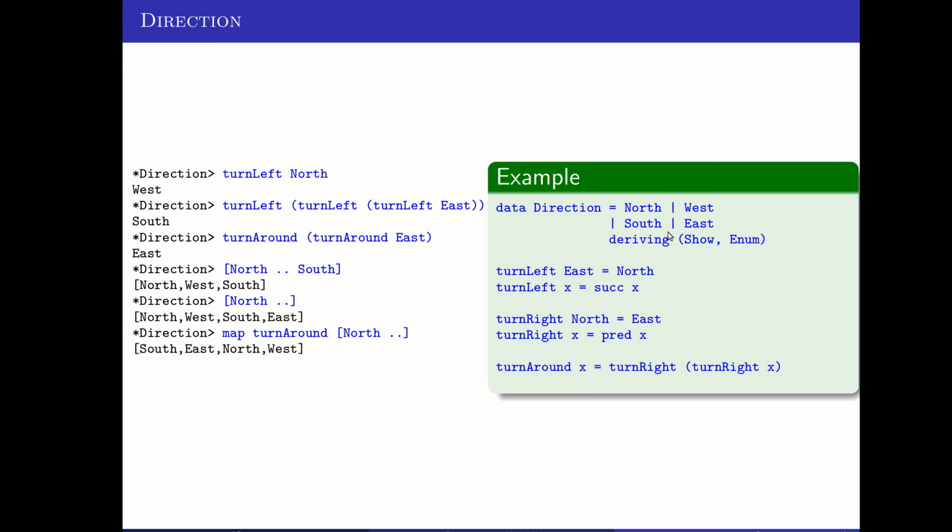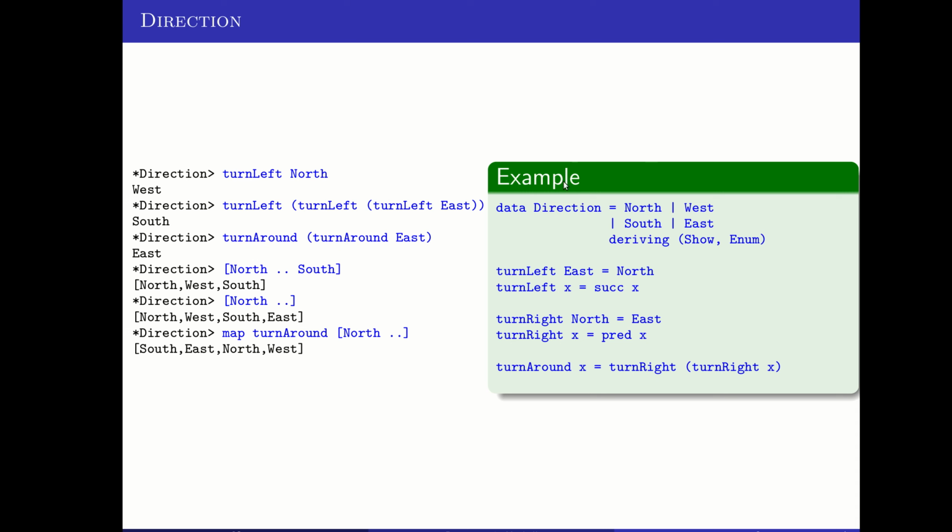I've also derived from the Show type, which will automatically allow them to be shown according to the names that were given here or according to how they were constructed if we use the constructor types, which this one doesn't have. I've then defined a few functions for them. So you can see that turnLeft of most values can just ask for the successor of that value. So for North, the successor would be West. For East, however, there is not a successor.